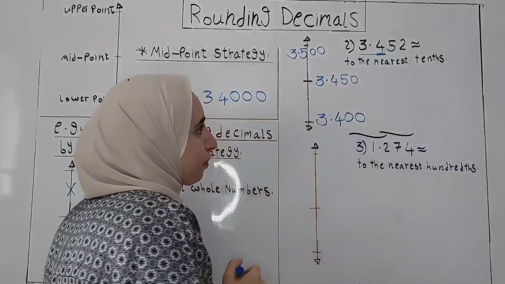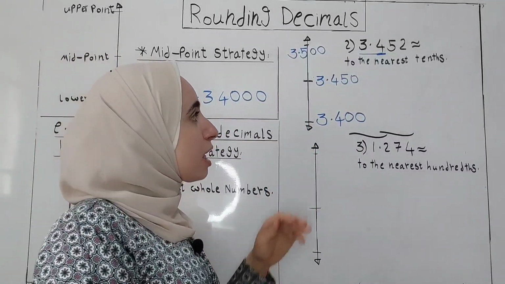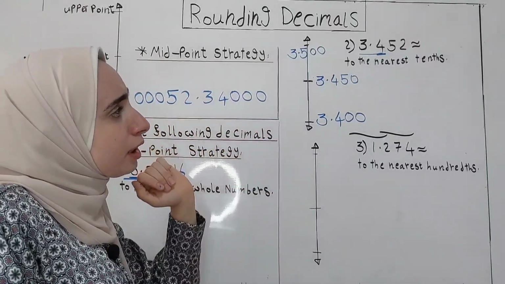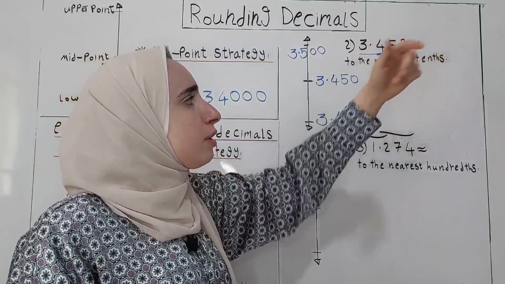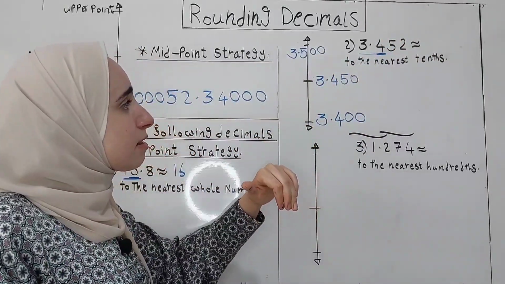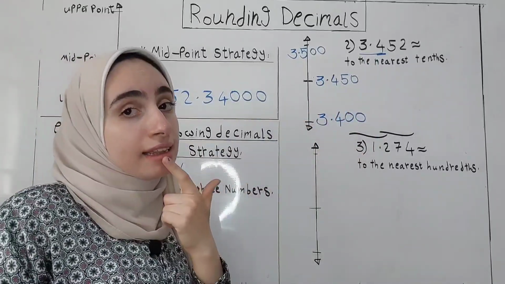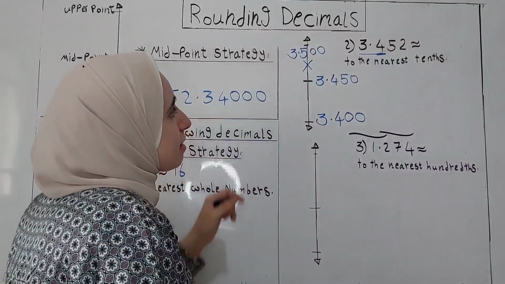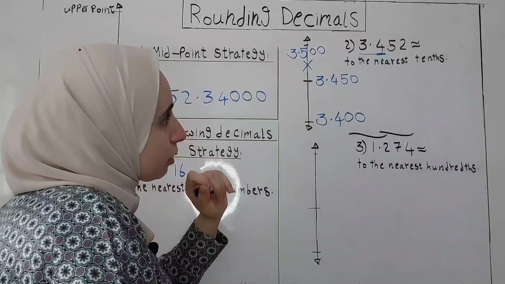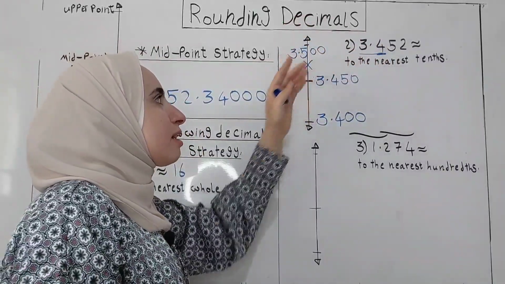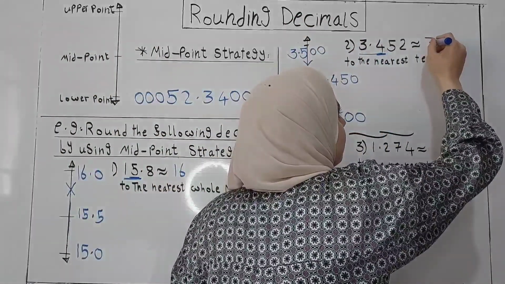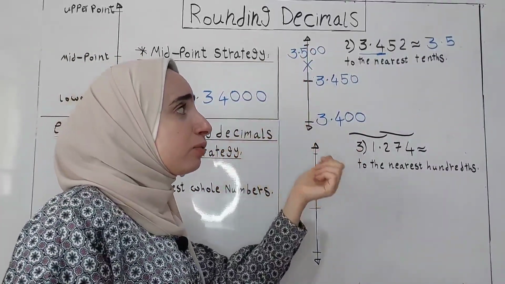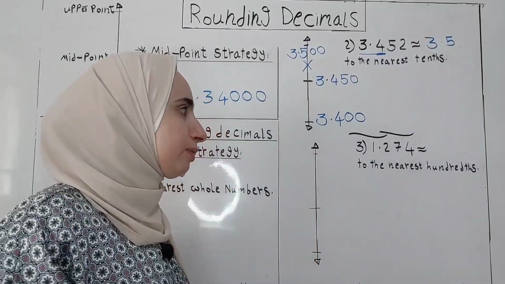3.45 and 0. Now, would this number be above the midpoint or below the midpoint? Above the midpoint, because 452,000 is greater than 450,000. So we put an x above the midpoint. This x is closer to the upper point, so this number approximately equals 3.5. And the zeros at the right of the decimal part do not have a value.